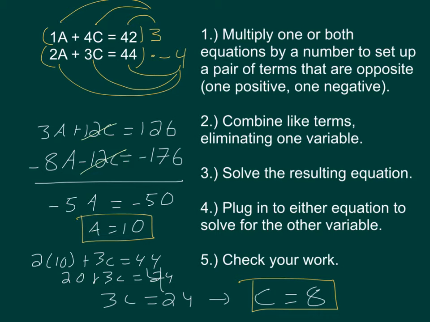Oftentimes, we'll write our answer as an ordered pair, x and then y. If we have a word problem, we'd probably write it out as a sentence. In this case, something like adult tickets cost $10 and child tickets cost $8. All right, so there we go. Let's take a look at our two special cases now.